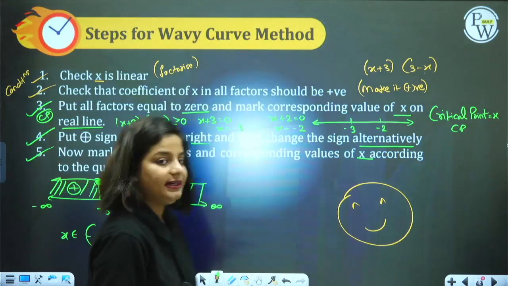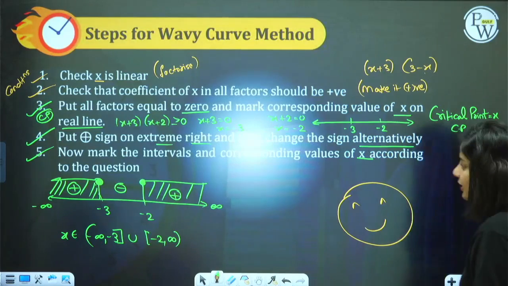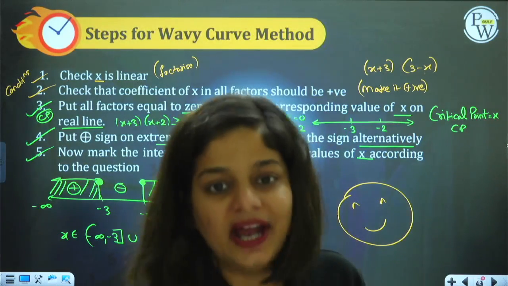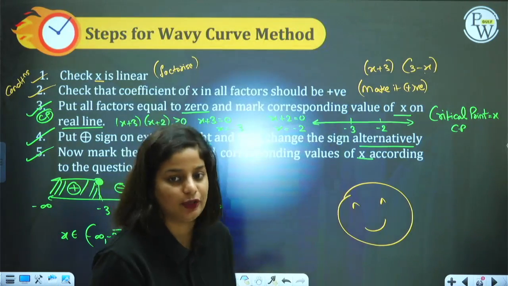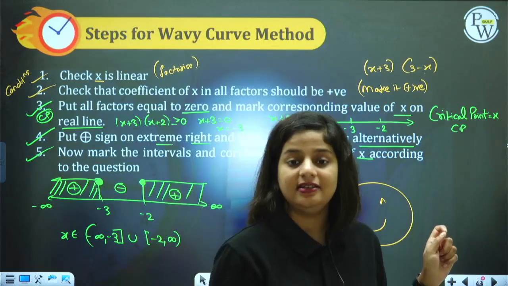Okay, got it everyone? No, you didn't get it. Very good. That's what I wanted. You just have to write these 5 steps and now try it out in the questions that I'm telling you. First and second are conditions. You have to see that x is linear and x is positive.